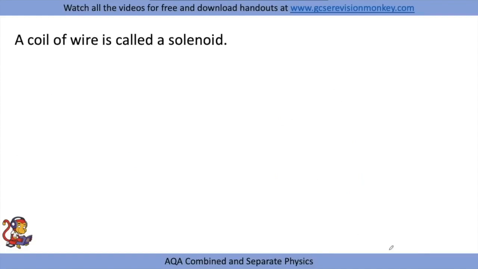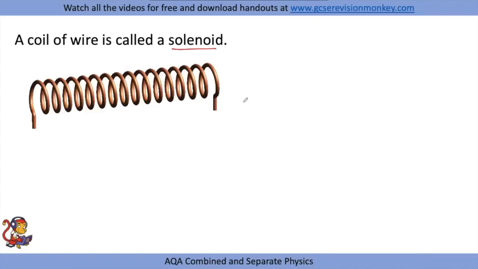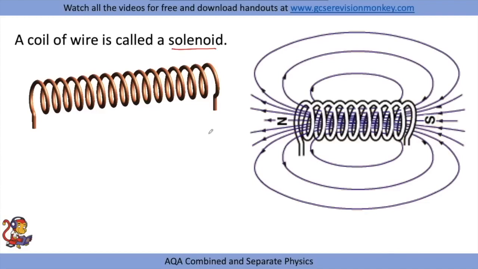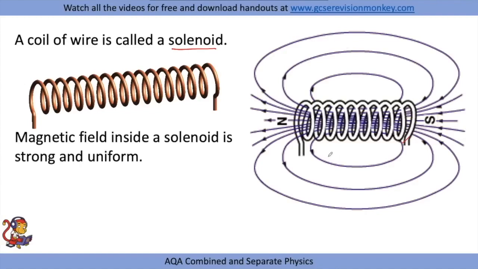A coil of wire is called a solenoid, so this would be a solenoid, and a solenoid, if it has a current flowing through it, will produce a magnetic field. So very similar to the bar magnet, you've got your north and your south, and the field lines always go from north to south. The magnetic field line inside a solenoid is strong and uniform. You can see that by these straight lines of the field lines inside. They're really close together, so the magnetic field is strong and uniform because there are straight lines of field lines going through.